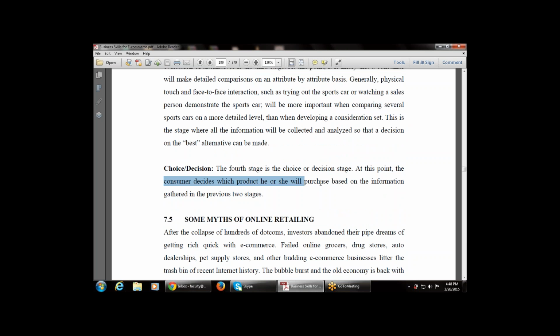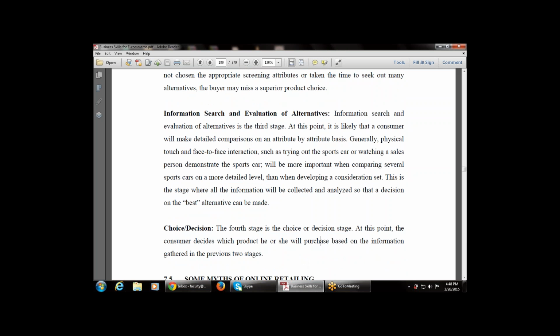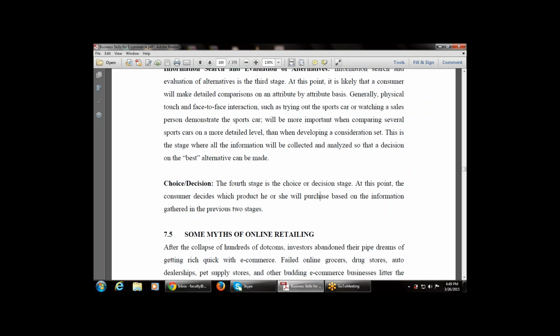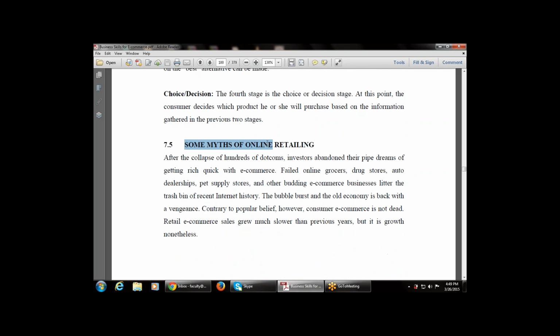At this point, the customer decides which product he or she will purchase based on the information gathered in the previous stages. Based on the various considerations, comparisons, information search, and evaluation of alternatives, the consumer decides which product to purchase. These are the four stages that every customer goes through while purchasing in online retailing. This is the buying process in online retail.